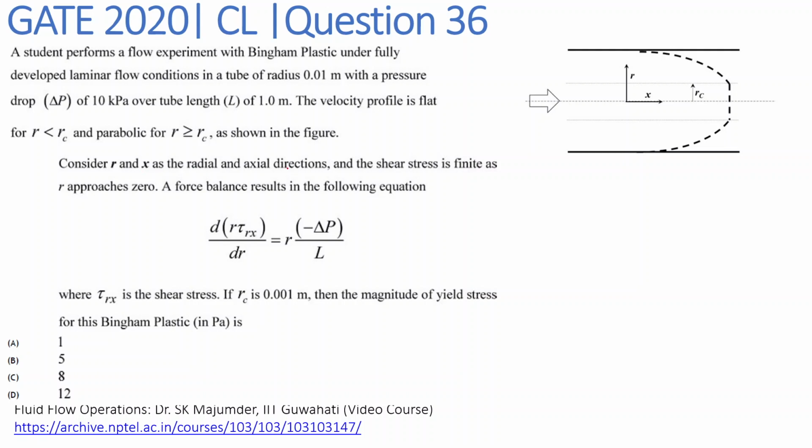Consider R and X as the radial and axial direction, and the shear stress is finite as R approaches 0. A force balance results in the following equation, where tau Rx is the shear stress. If RC is 0.001 meter, then the magnitude of yield stress for this Bingham plastic in Pascal is dash.